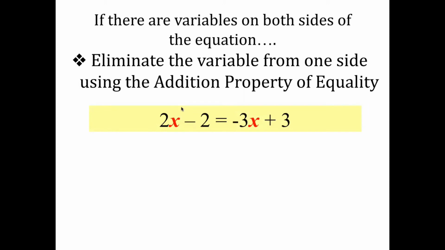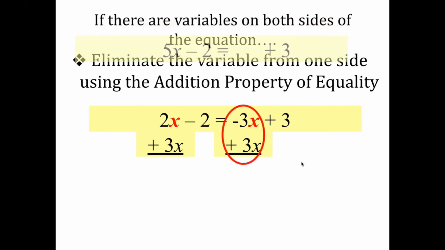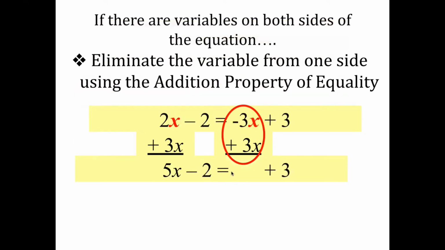So in the instance of 2x minus 2 equals negative 3x plus 3, you're going to go ahead and subtract 2x from both sides so that you can put the variable on one side of the equation. Or you can go ahead and add 3x if you would like. Either one works. So if you add 3x to both sides, your 3x cancels, and then you have 2x plus 3x, which would equal 5x minus 2 equals positive 3.